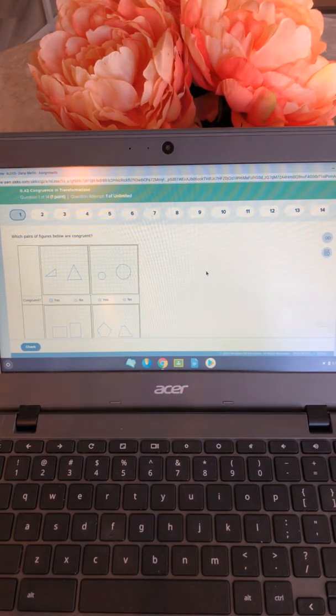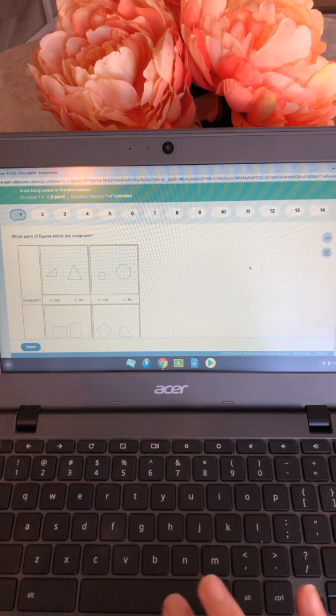Okay, students, this lesson is Congruence in Transformations in ALEX. All right, this time I'm shooting my Chromebook screen because I think it might be a little easier with some of these lessons. All right, the first question, which pairs of the figures below are congruent?